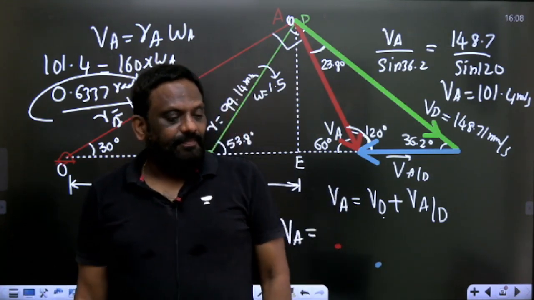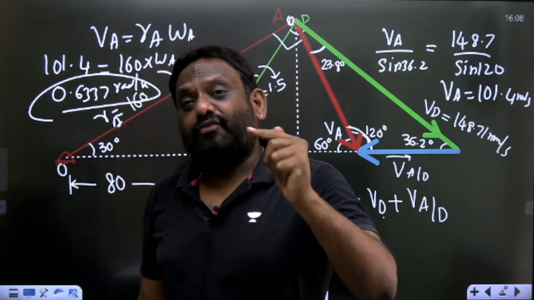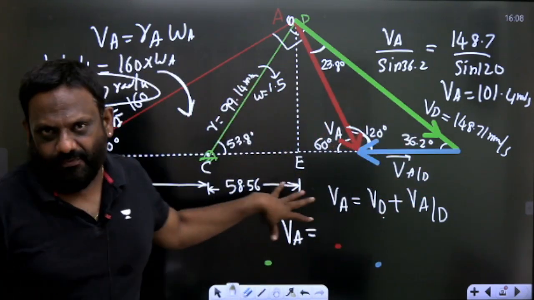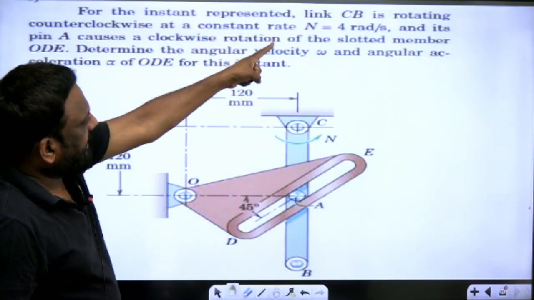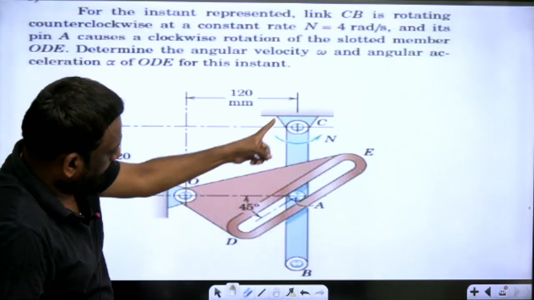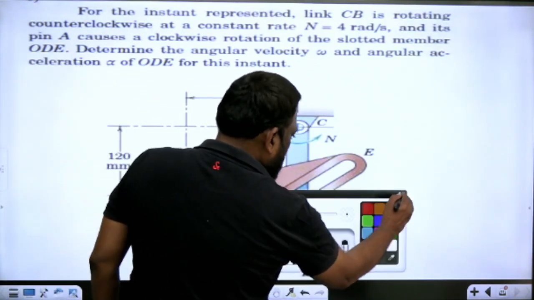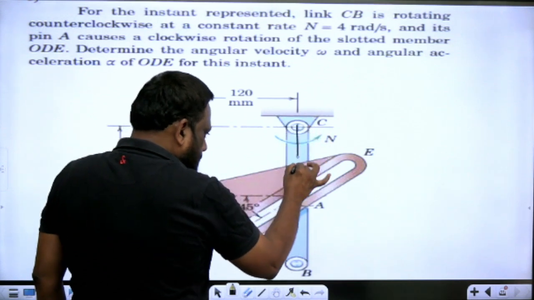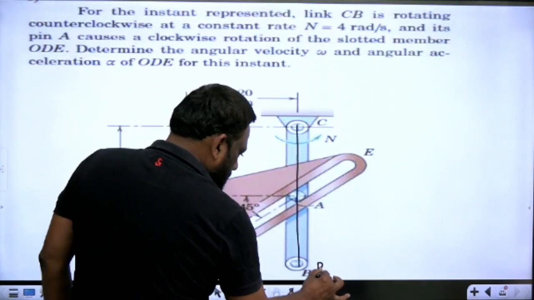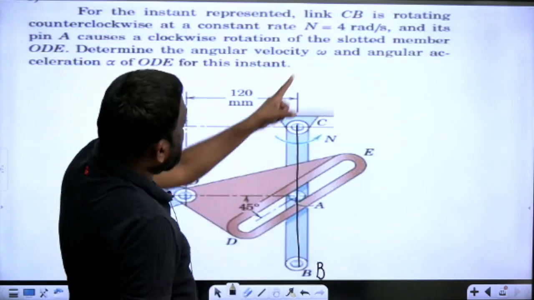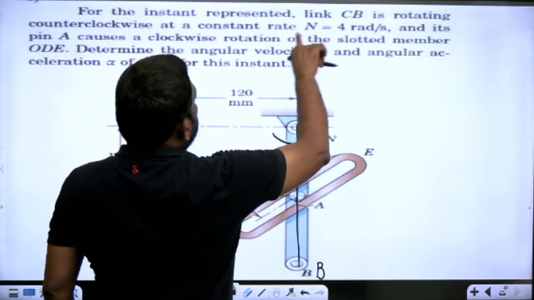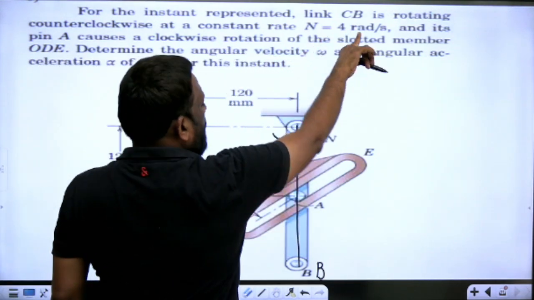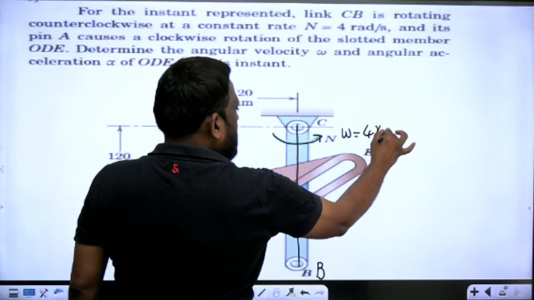Now we will see whether we are in a position to attempt the 2024 GATE question or not. This is the mother question. What was the 2024 question? Just see once. For the instant presented, link CB is rotating. Where is CB? This is CB. We will change the color, sir. CB is rotating counterclockwise, clearly it is given counterclockwise, at a constant rate of 4 radian per second.